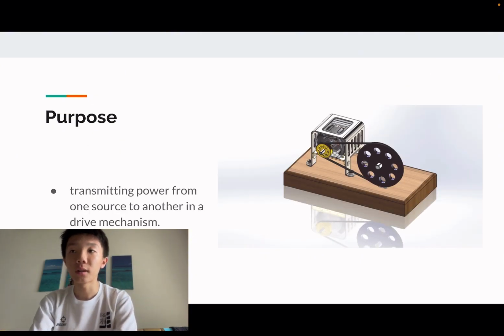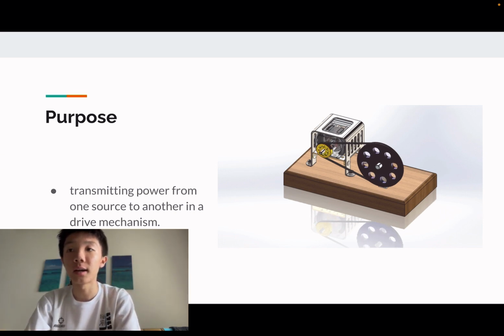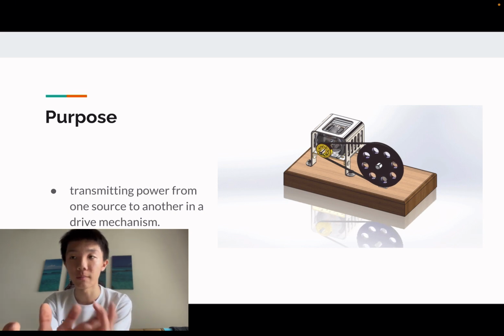Now I'm going to talk about the purpose of belts and pulleys. First, very obviously, they are used to transmit power from one end to another. As you can see in the GIF on the right side of the slide, the motor powers the smaller pulley, which then transmits the power to the bigger one.